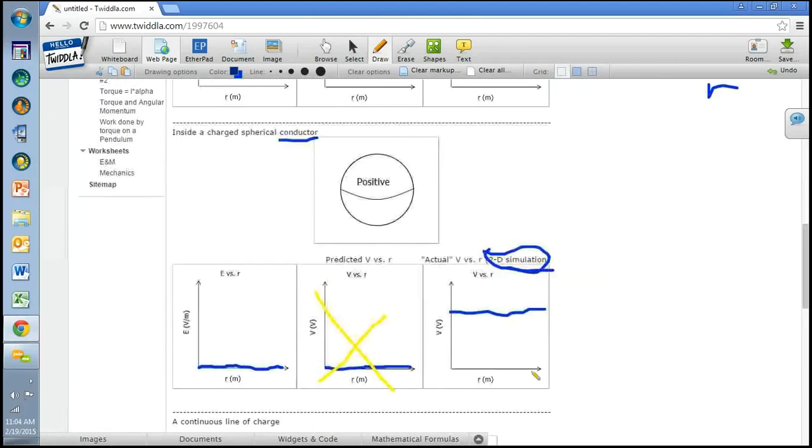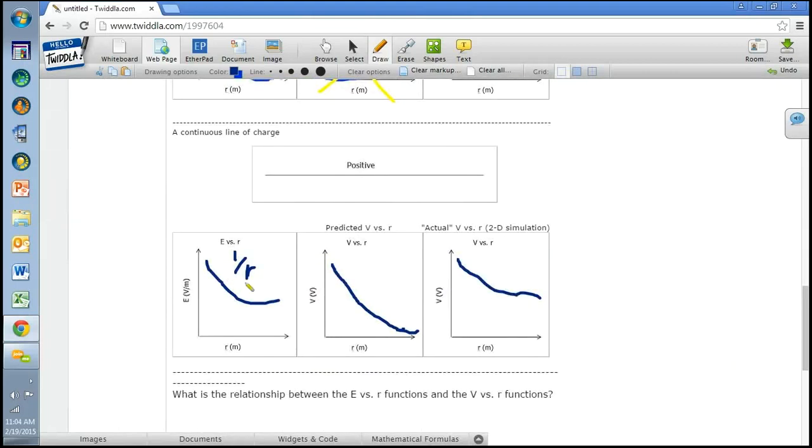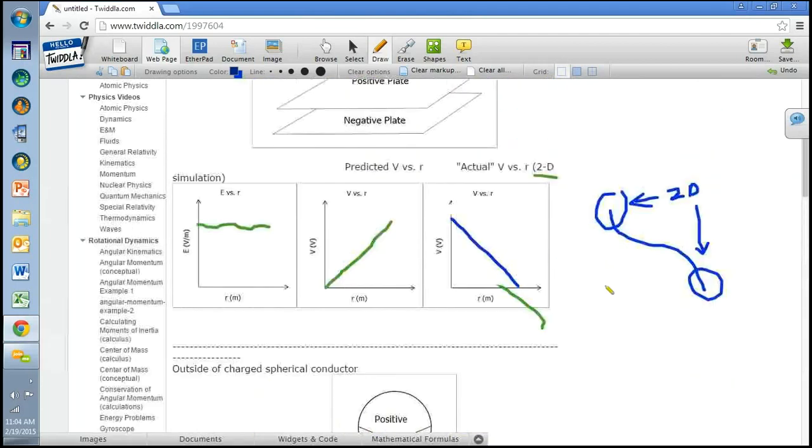For this one here, we had the E is a constant 0, and here we have the voltage is a constant, but not 0. Here we have that the E field is 1 over R, and here we have some other function for V versus R. So can anybody suggest any kind of relationship between the E versus R graphs and the V versus R graphs? In other words, there has to be a relationship between the electric field function and the voltage function.